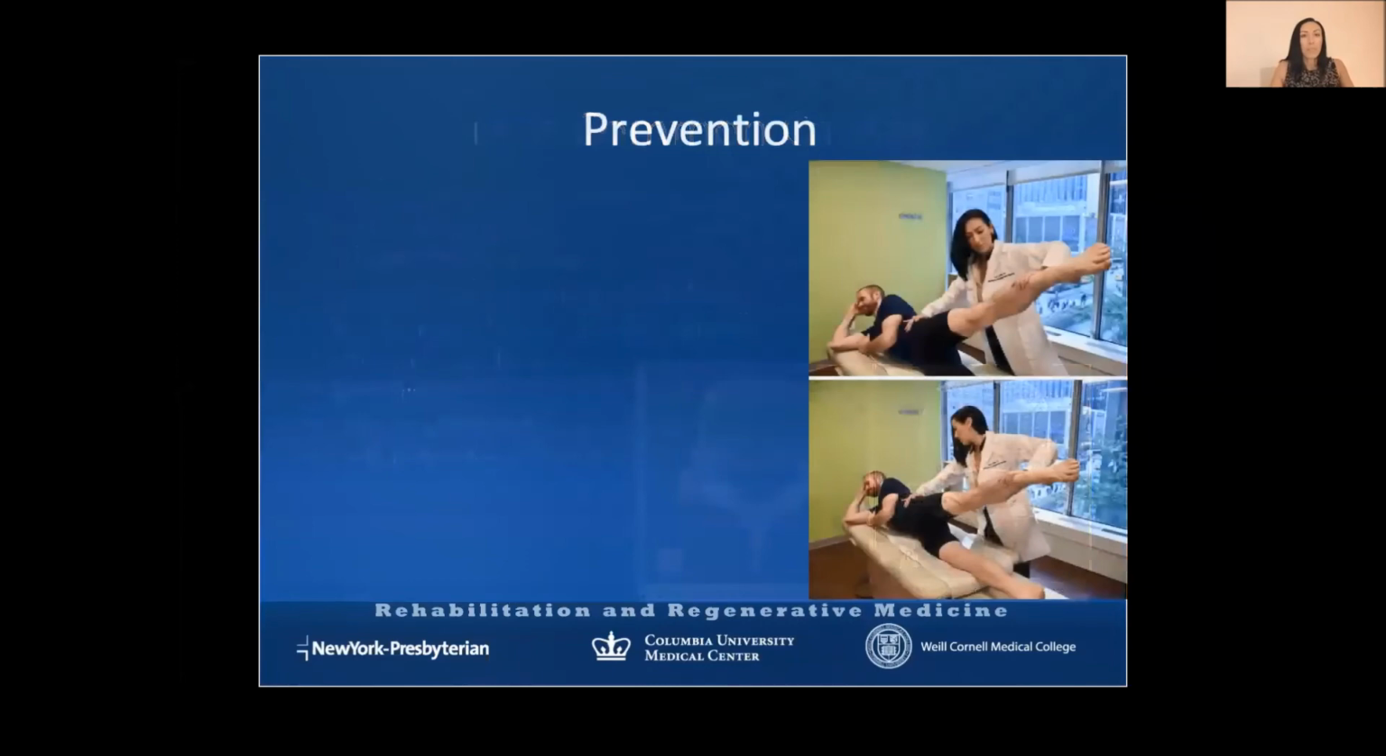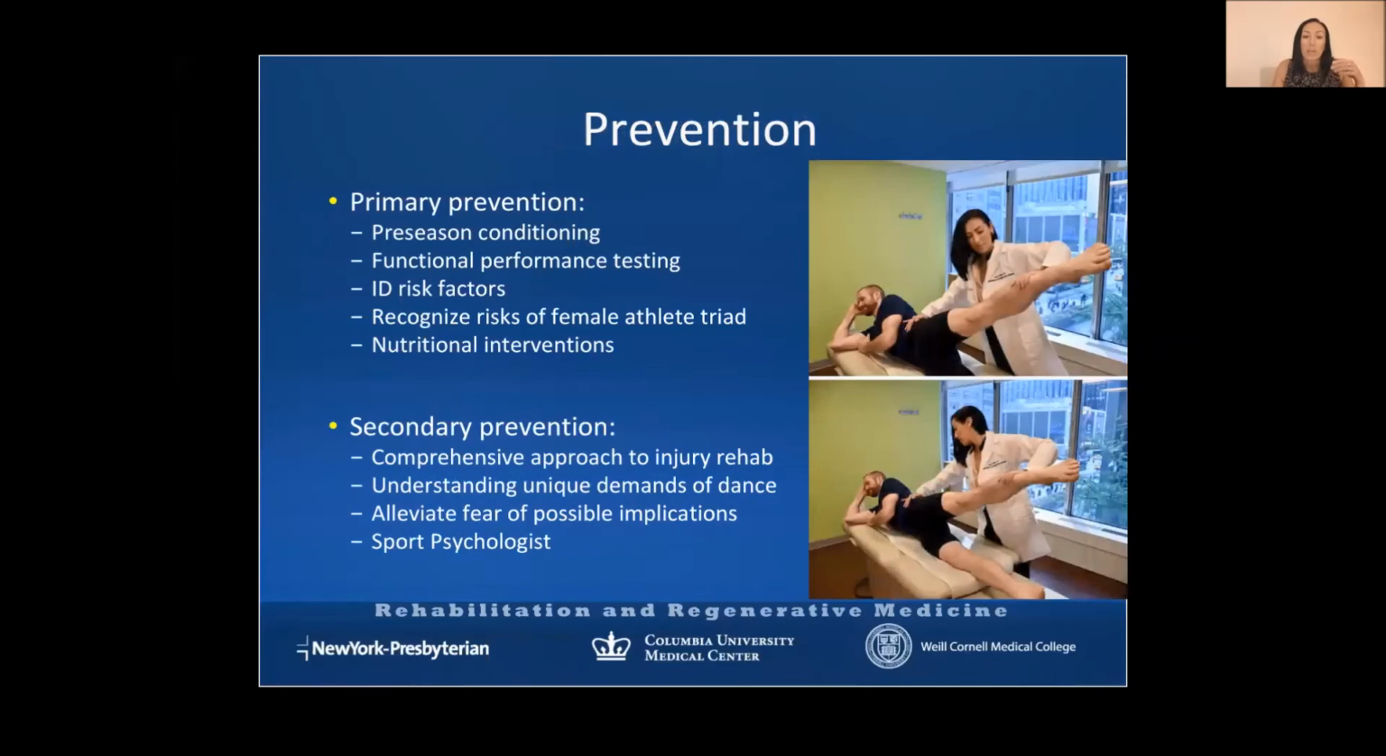In terms of prevention, I think we need to focus on both primary and secondary methods. We should be doing functional performance testing to help us identify risk factors and recognizing those at risk for female athlete triad. And then if there is an injury that's sustained, there should be some kind of comprehensive approach to rehab, with providers who really understand the unique demands of the dance style. We should also consider referring to sports psychologists because there have been a lot of studies that have identified a link between emotional distress and consumption of healthcare for low back pain.